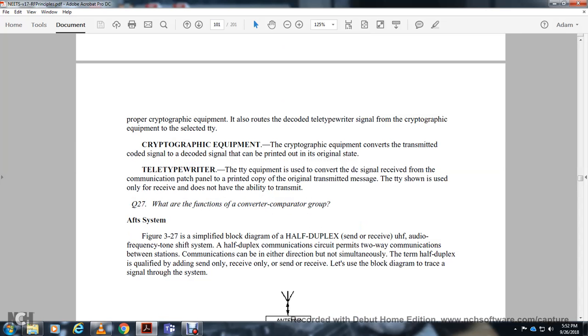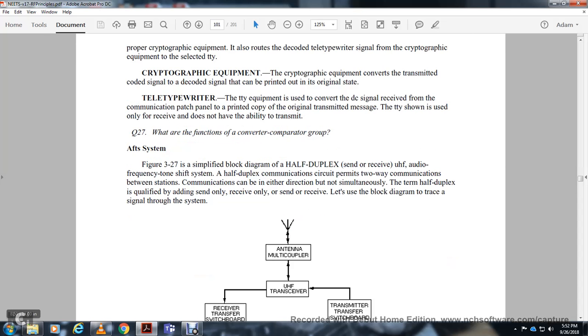Here is your AFTS signal. A simple block diagram of the half duplex sending and receiving ultra high frequency audio frequency tone shift system. The half duplex configuration is a communication circuit with permanent two-way communication between stations. Communication can be in either direction, but not simultaneously. The term half duplex is qualified by adding sending only, receiving only, and sending or receiving. Look at the block diagram of the device and trace the signal through the system.